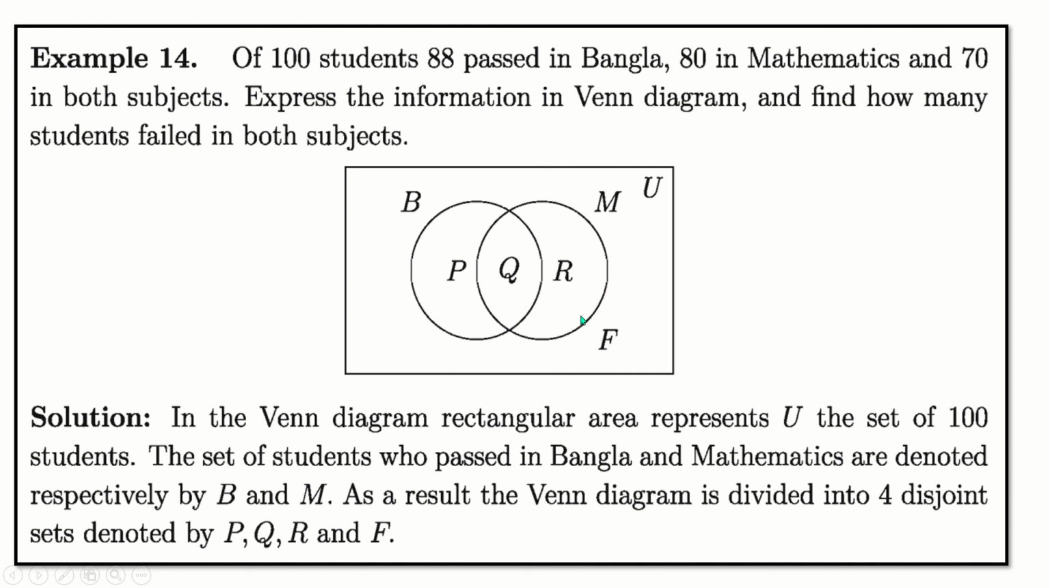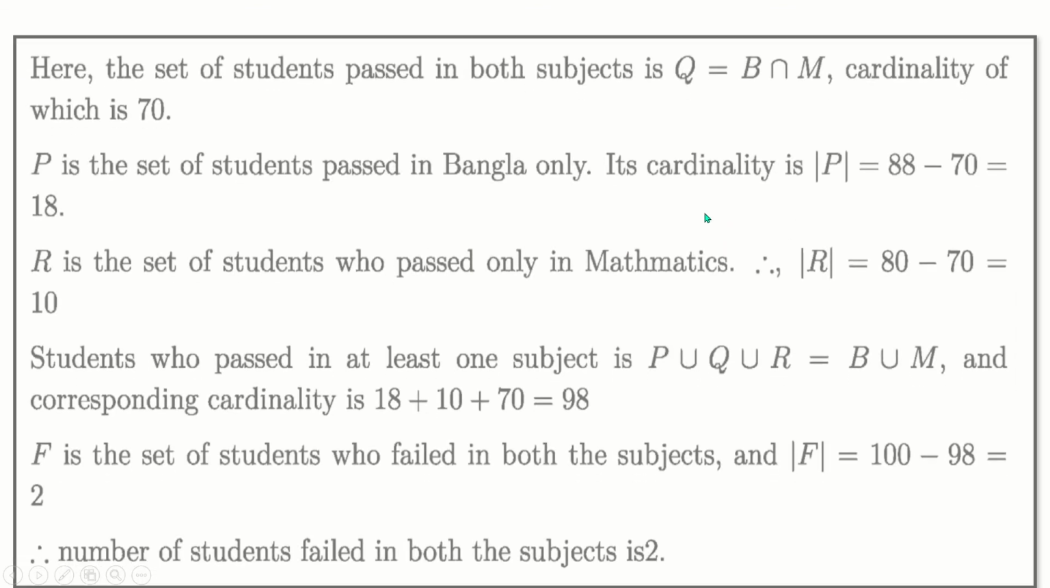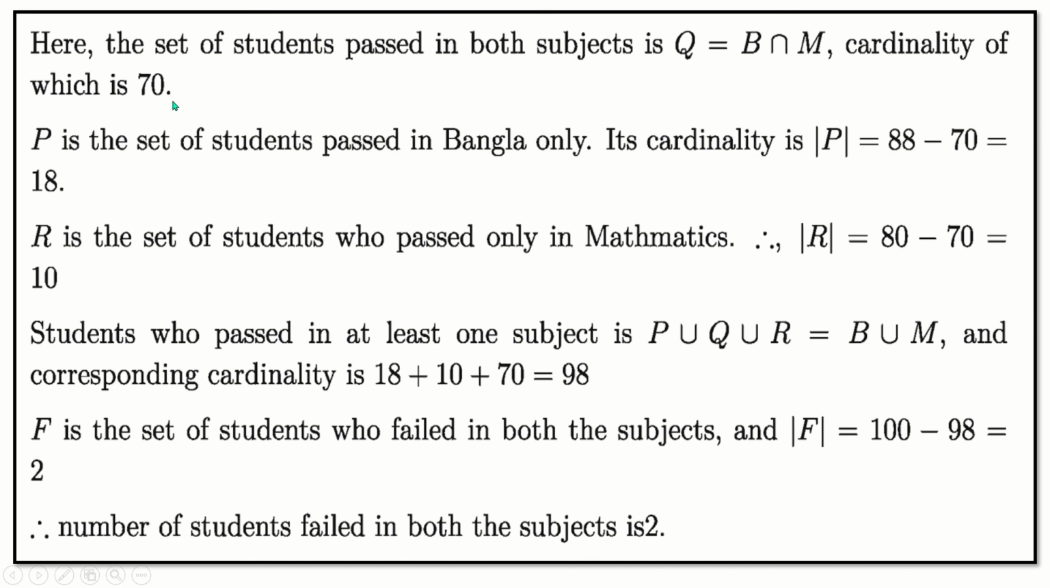Clear, everyone? So the explanation is given. I have already explained here. In the Venn diagram, E represents 100. B represents the number of students who passed in Bangla. M, who passed in math. Then here P, Q, R and F are all disjoint. They have no common part. Okay. Now Q is equal to 70. I have explained. P is equal to 88 minus 70, that means the value of P is 18. The value of R is 10.